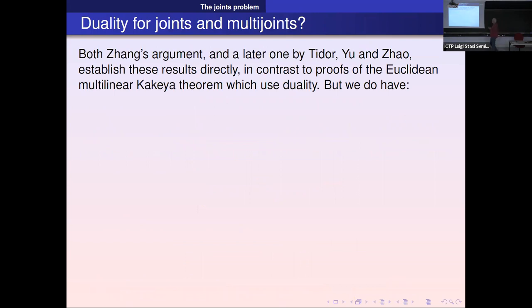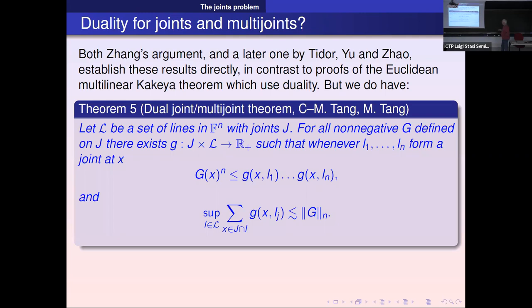But something unsatisfactory is that Zhang's argument and another one by Tidor, Yu, and Zhao both established these results directly. So if we go back to what I said earlier about the equivalence between the maximal function and these LP bounds, this overlap function, basically the arguments of Zhang and Tidor, Yu, and Zhao work on the side of the maximal function. They don't work on the dual side that I've been working with throughout today. So it became an interesting question whether we could do a proof on the dual side. And indeed, Michael Tang proved in one way, and Michael and I proved entirely separately in another way, this result. Let's not worry about the details of it, but the point is this is the formal analog of Guth's theorem in the discrete setting.